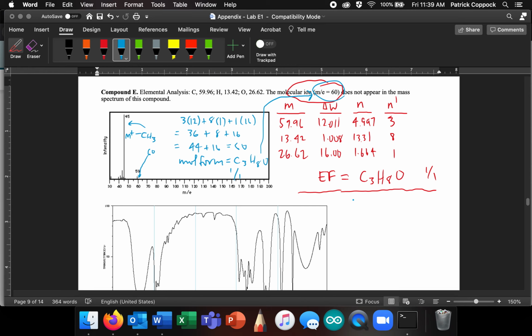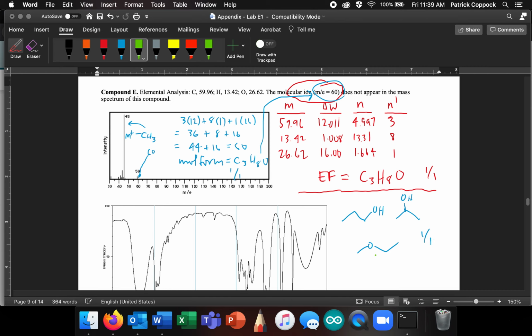Now let's go on to drawing the constitutional isomer. C3H8O, that would be saturated, so that means it's an alcohol. C3H8O could be an ether though. Those are the only possibilities for constitutional isomers. So I get a point for that also.